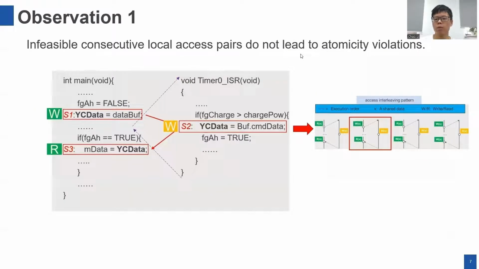Through a large number of real-world cases, we have observed that infeasible consecutive local access pairs do not lead to atomicity violations. Consider the example, which has three accesses, S1, S2, and S3, to the shared variable YC data, apparently satisfying the WWR pattern.